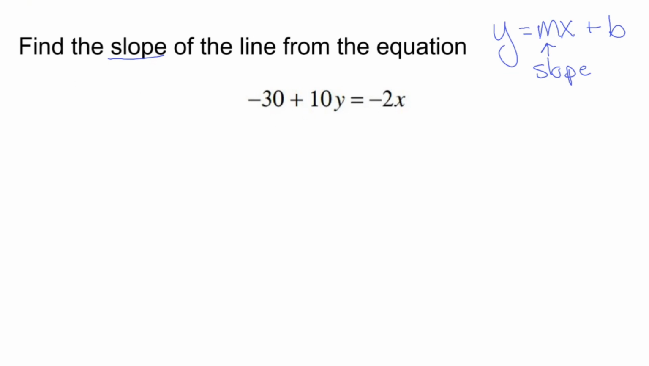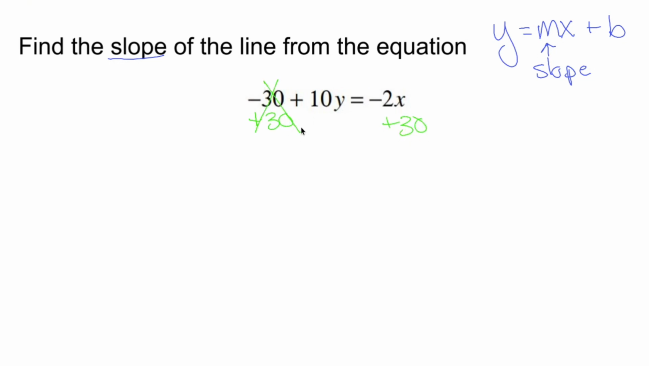What I have is -30 plus 10 glued to y. Now, whenever I have a number floating around on the same side as y, I'm going to get rid of that guy first by doing the inverse operation. I have -30 floating around. How do I get rid of -30? The inverse, which is +30, and I'm going to do that to both sides.